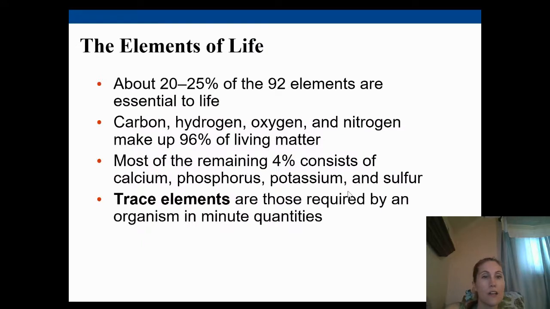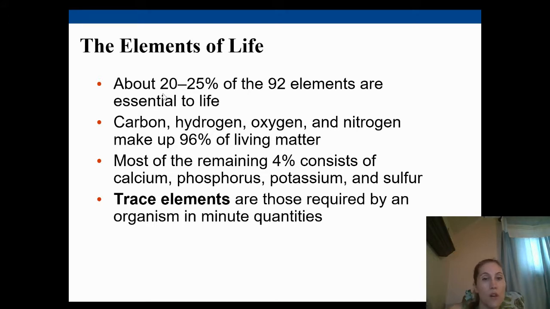When we talk about the elements of life, a lot of times you'll hear about NCHOPS: nitrogen, carbon, hydrogen, oxygen, and they usually also include phosphorus and sulfur. About 20 to 25% of the 92 elements on the periodic table, which is also changing as they find or make more man-made elements, are the essential ones, making up that 25%.